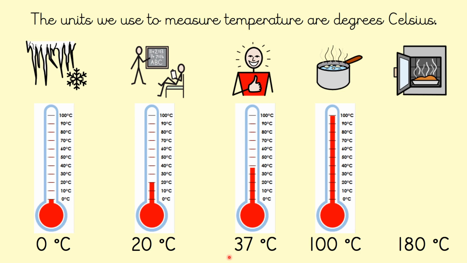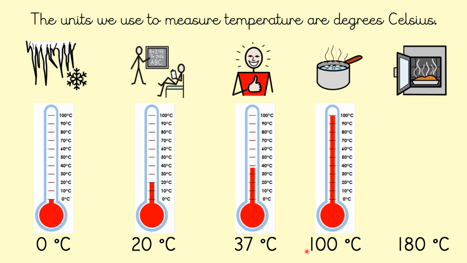If our temperature goes much higher than 37 degrees, we have a temperature or a fever, and we will need some medicine or something else to help us cool it down. If our temperature is much lower than 37 degrees, we have something called hypothermia, and we definitely need to see a doctor. At 100 degrees Celsius, water starts to boil.